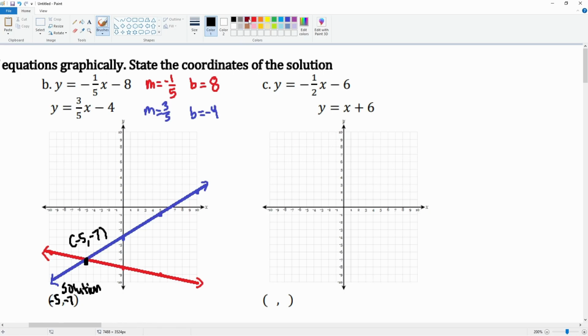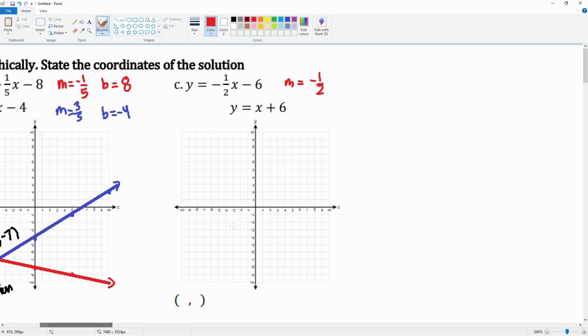All right, and then let's do the last one. The slope here is negative 1/2. So it's down 1 across 2, and the y-intercept here is negative 6. Go to negative 6, we go down 1 across 2, down 1 across 2, down 1 across 2. We can repeat it on the other end, up 1 across 2, up 1 across 2. All right. Then let's connect it with a straight line.